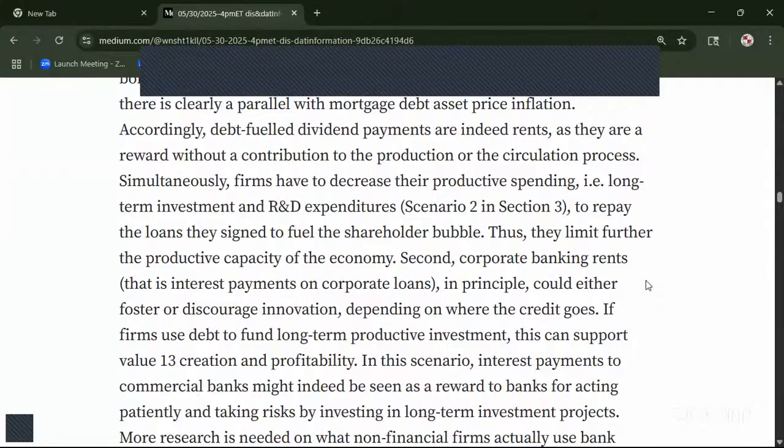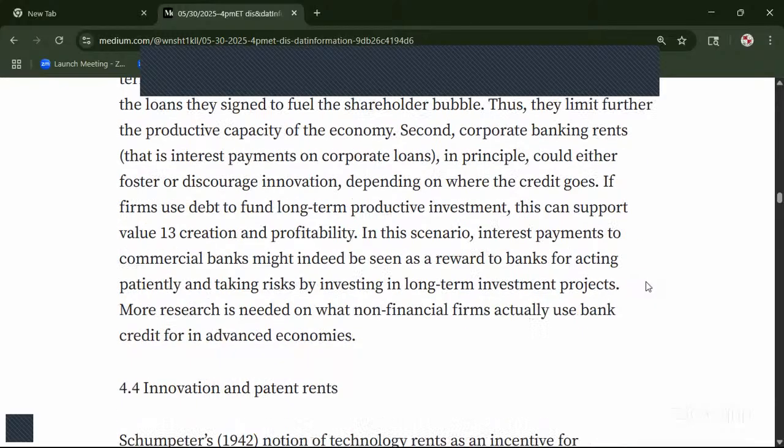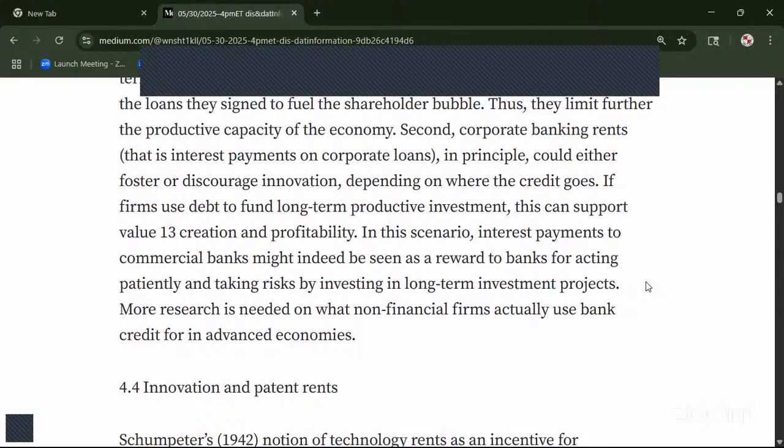Now, if firms use debt to fund long-term productive investment, this can support value creation and profitability. In this scenario, interest payments to commercial banks might indeed be seen as the reward to banks for acting patiently and taking risk by investing in long-term investment projects. Now, more research is needed on what non-financial firms actually use bank credit for in advanced economies. Now, that's a whole thing there.